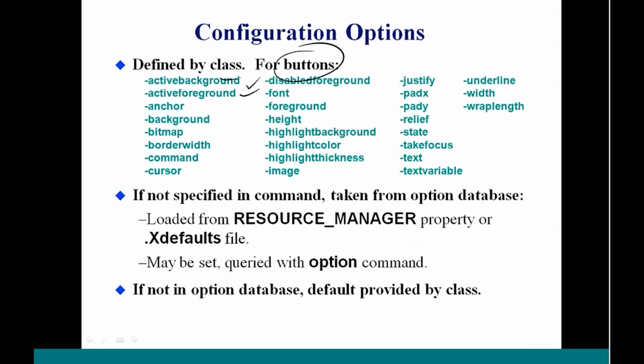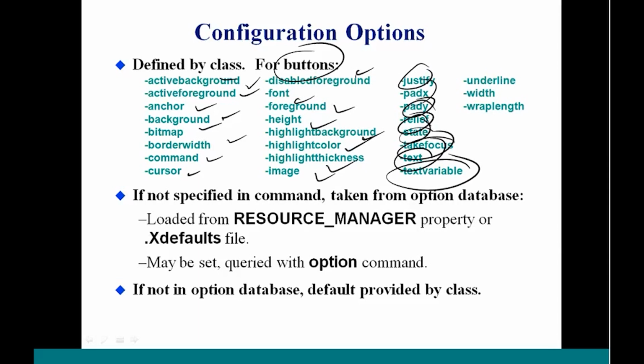You have active background, active foreground, anchor, background, bitmap, border width, command, cursor, disabled foreground, font, foreground, height, highlight background, highlight color, highlight thickness, image, justify, pad X, pad Y, relief, state, take focus, text variable, underline, width, and wrap length. These are most of the options that are available for buttons.